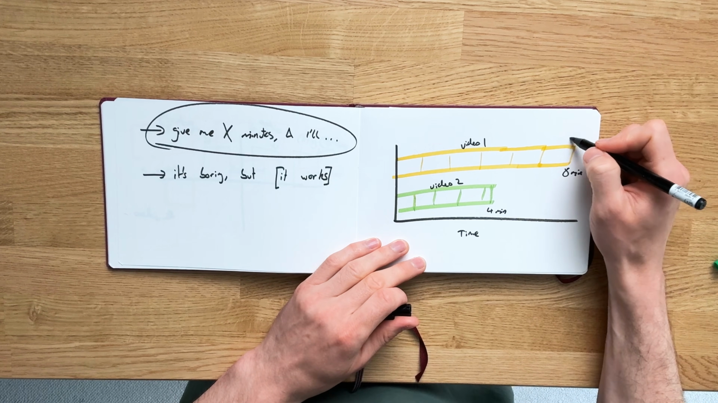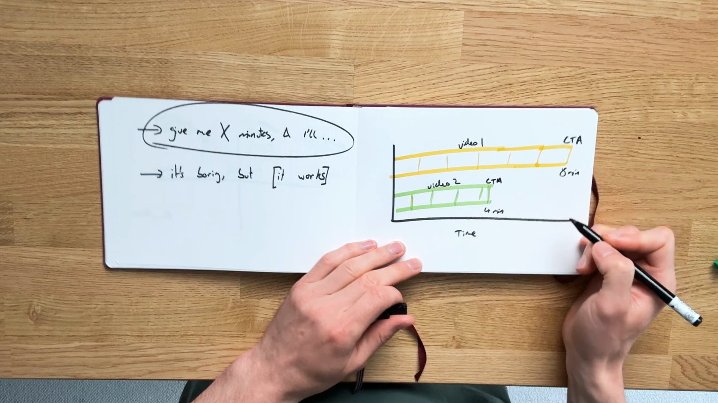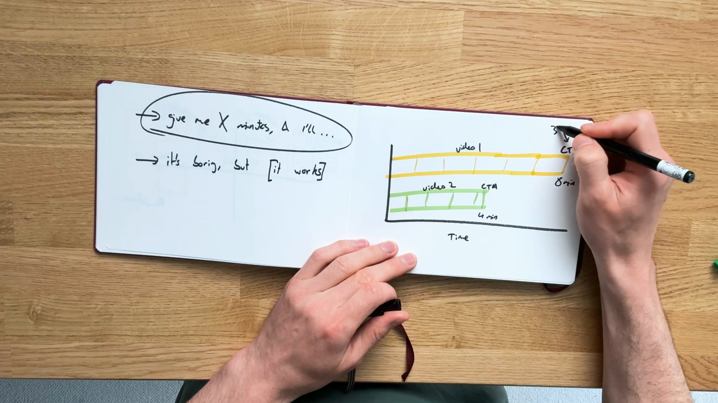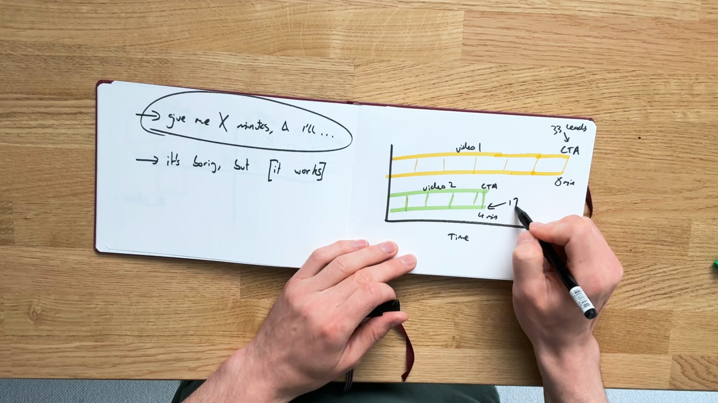This one, the call to action was at the end. And this one, the call to action was also at the end. Because I made the call to action 8 minutes into my video, not as many people saw that call to action. Got 33 leads. Because I made this one 4 minutes into my video, a lot more people saw that call to action. I got 171 leads.